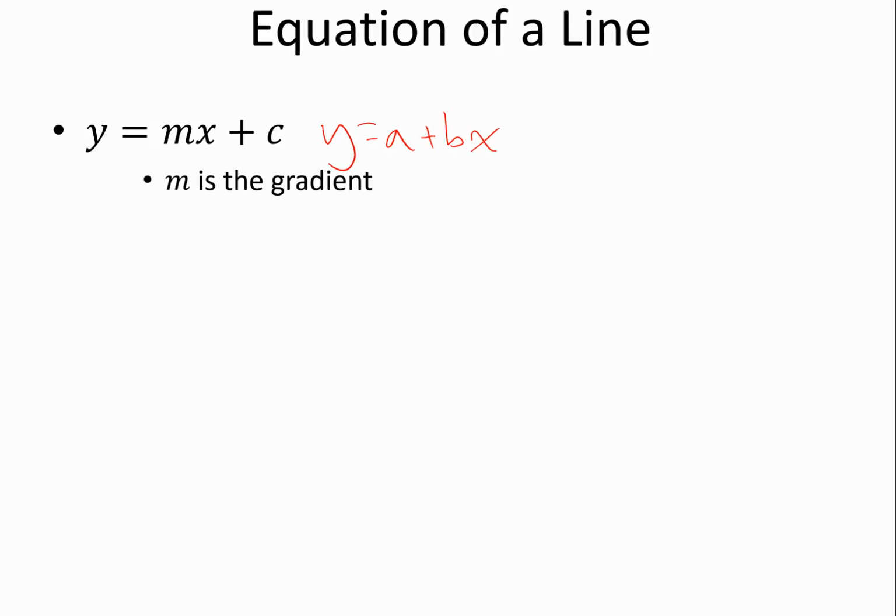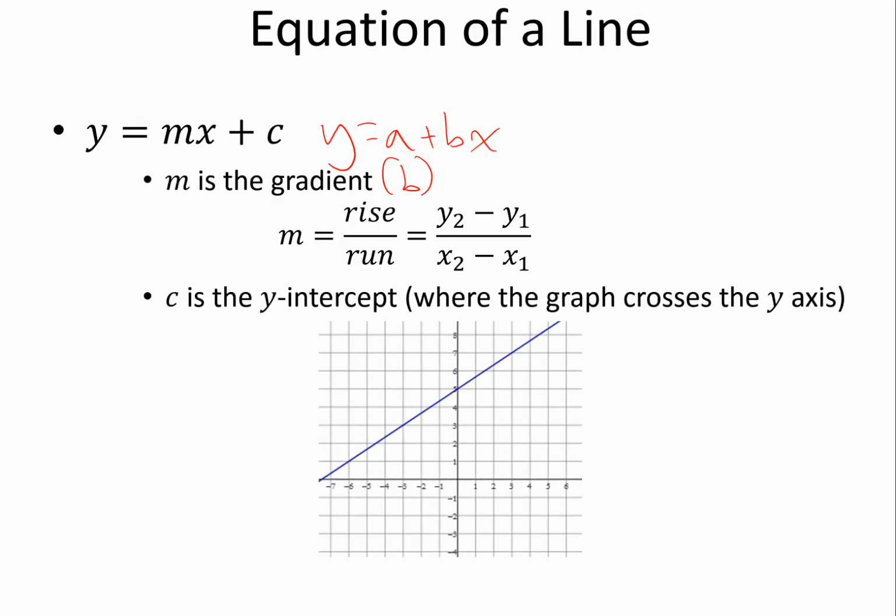First of all, we have our gradient, m. This is analogous to b in our original example, or what we did in the data management unit. M is calculated using this nice little formula, rise over run, or y2 minus y1 over x2 minus x1. And we'll go into a little bit more detail about what that means shortly. And c is the y-intercept. So it's where the graph crosses the y-axis.